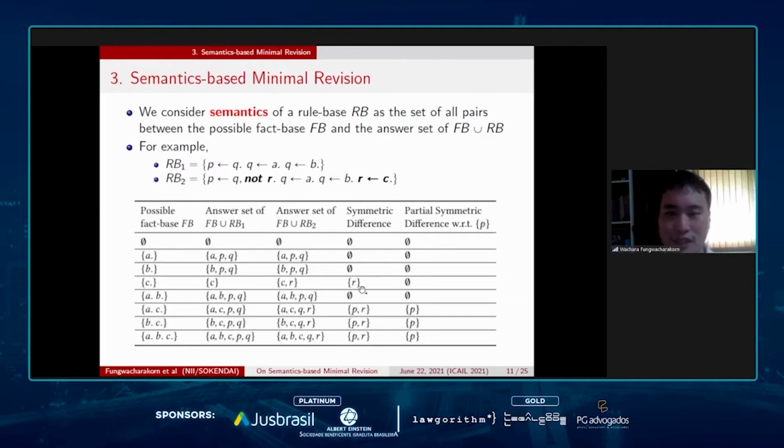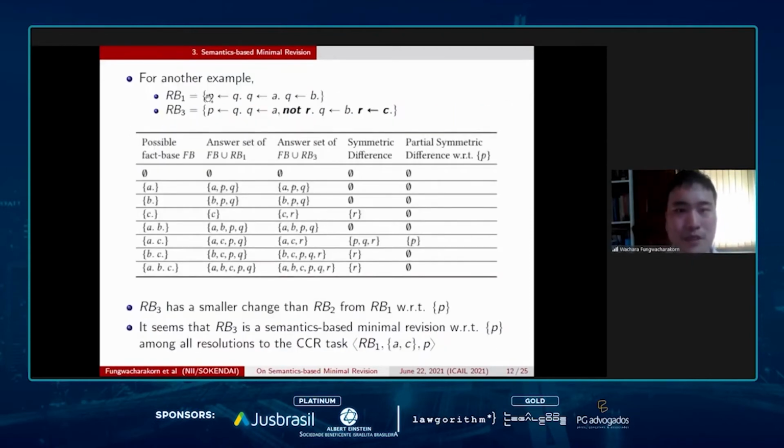So we take the intersection between the given set and the symmetric difference. Then we get that in this example, there are three rows that contain the set of P in the partial symmetric difference. For another example, with RB3 that adds not R in the second rule instead of the first rule, in the same manner we get the partial symmetric difference only in the row that corresponds to the fact base FB as AC.